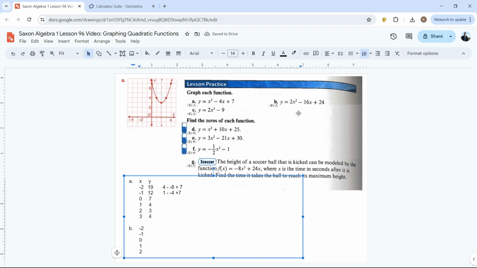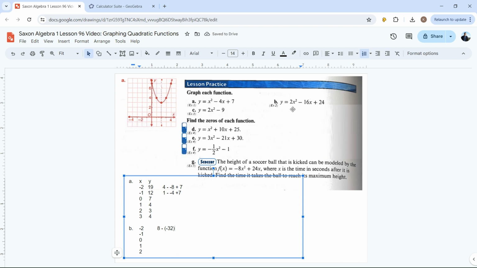For -2, oh man, so now I have a coefficient in front of my first one. So I'm just going to put this over here. It's going to be 2 times -2 squared, which is +4. -2 times -2. So it's going to be 2 times 4. I'm just going to simplify that right away to 8. Minus 16 times -2. This is going to be minus -32. So it's going to be 8 plus 32 plus 24.